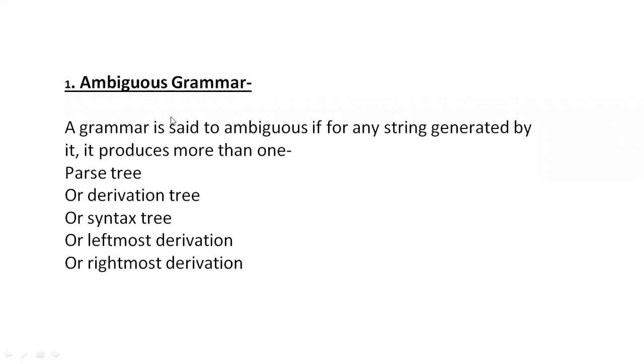Make a note of this. Not only on parse tree, we can take any one of these. If it generates more than one derivation tree, that grammar is an ambiguous grammar. If it generates more than one syntax tree, it is ambiguous. Generates more than one leftmost derivation, again it is ambiguous. Generates more than one rightmost derivation, then it can be called an ambiguous grammar. This is the basic definition of what an ambiguous grammar is, as we all know.